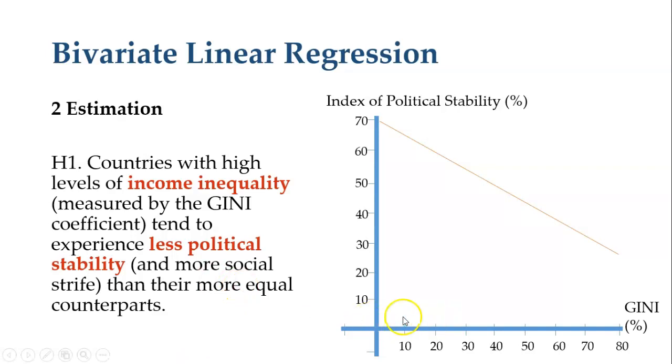So the Gini coefficient goes actually from 0 to 1, being 1 the highest level of inequality and 0 the lowest level of inequality. And the index of political stability actually goes from -3 to 3, something like that. But let's assume that it goes here from 0 to 100, okay, being 100 the more stable country, and 0 the less stable country. Okay, and we estimate the relationship, and we see this linear relationship between the two variables.